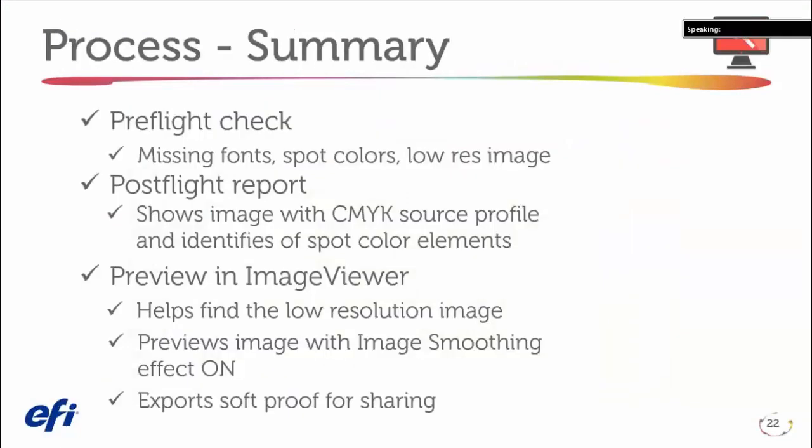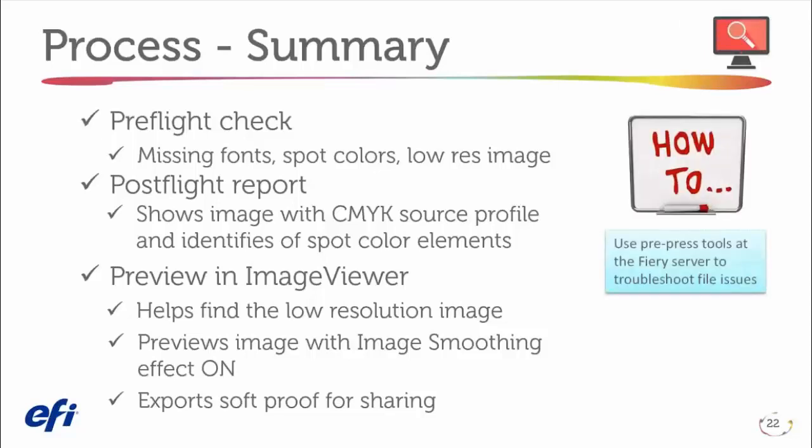All right, so just a quick summary of what we just saw. To ensure the highest quality when we print this document, we used 3 tools. We performed a pre-flight check that identified missing fonts, missing spot colors, and a low-resolution image. We used a post-flight tool to report and identify the color spaces used within each page of the document. We did this so we can ensure the highest quality print using the correct color settings. And then finally, we used Image Viewer to identify a low-resolution image on the cover and to verify that this was improved using image smoothing, and then save this out as a soft-proof PDF that was sent to our customer before production begins.